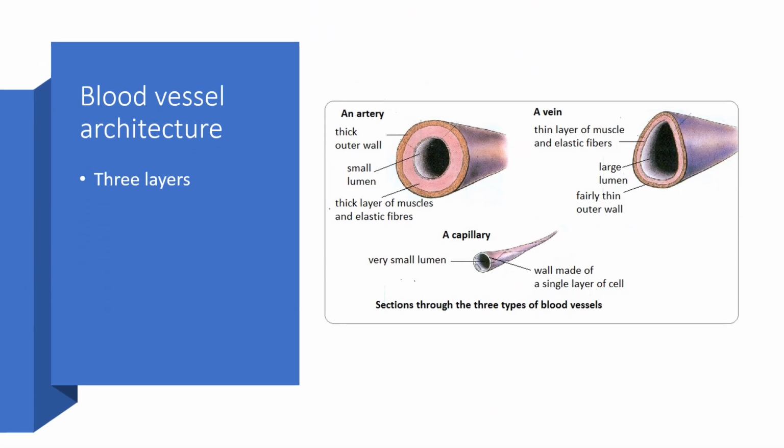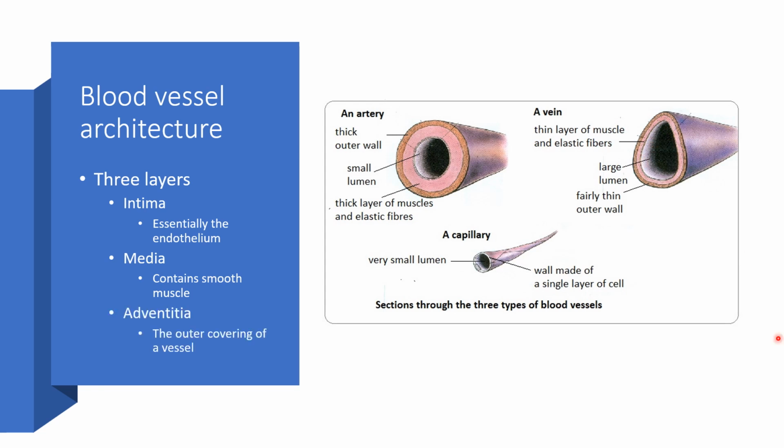Let's talk a little bit about blood vessel architecture. There are three layers. There's the intima, which is the endothelium. It's this inner layer right here. You have the media, which is the middle layer. It contains smooth muscle. Note that the media of the artery is thicker than that of the vein. The vein has a thinner media. And then you have the adventitia, which is the outer covering of the vessel.